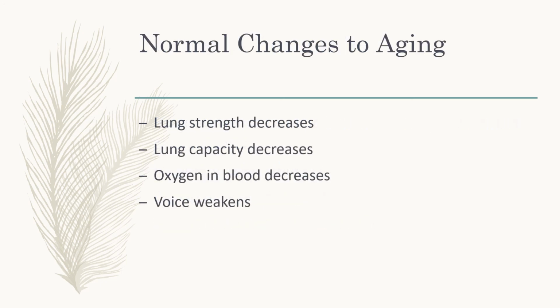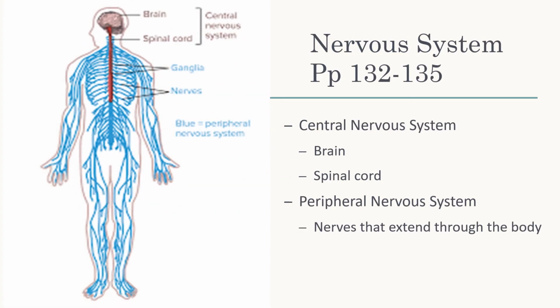Normal changes in aging: your lung strength decreases, lung capacity decreases, your oxygen in the blood decreases, and your voice weakens. Your nervous system is next. It's divided up into the central nervous system and the peripheral nervous system. Your central nervous system is your brain and your spinal cord. Peripheral nervous system is the nerves that extend through the body. They go through the periphery. And in this photo here on the left, it's signified by the red, which is the central, and the blue, which is the peripheral.